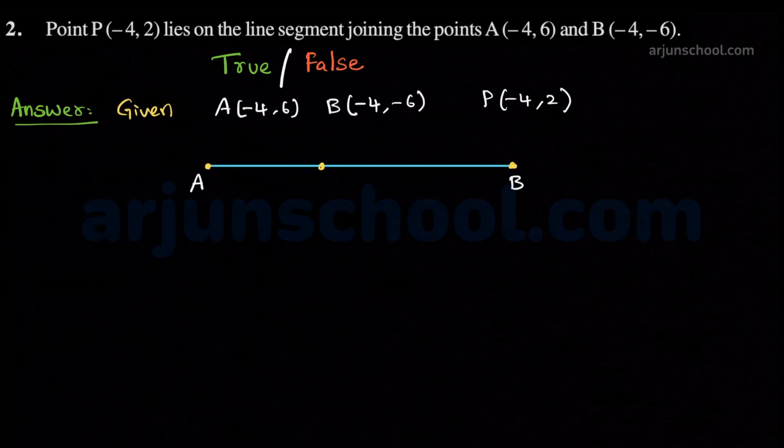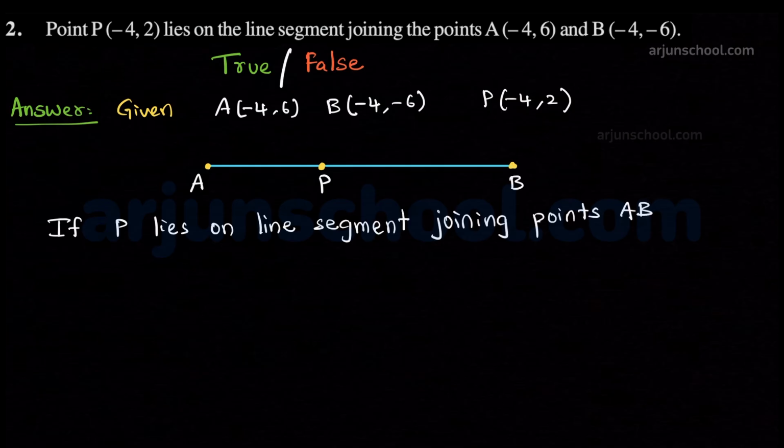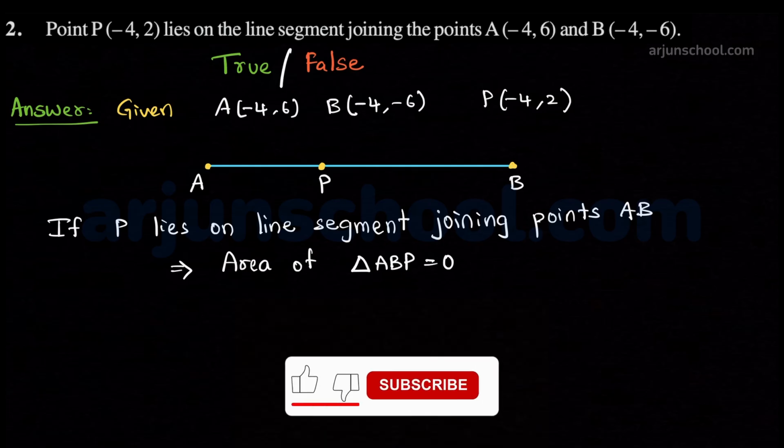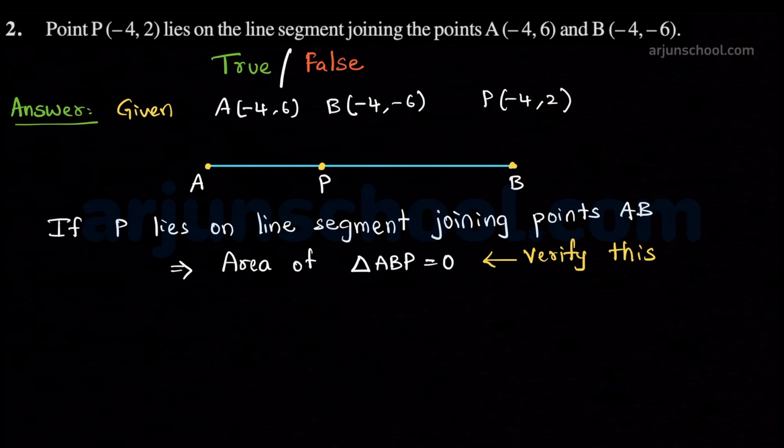We are given points A and B that form the line segment and a point P that lies on this line segment. If P lies on the line segment joining the points A and B, then we know that the area of the triangle ABP is 0. If we can verify this area, then we can say that the given statement is true. Otherwise, it is false. Now let us see what is the area of the triangle.